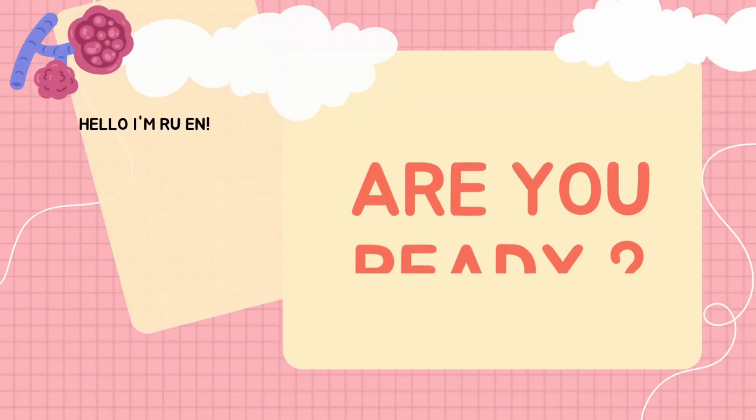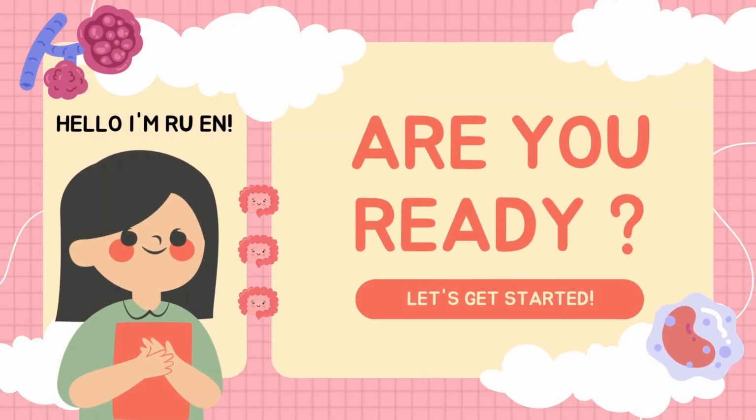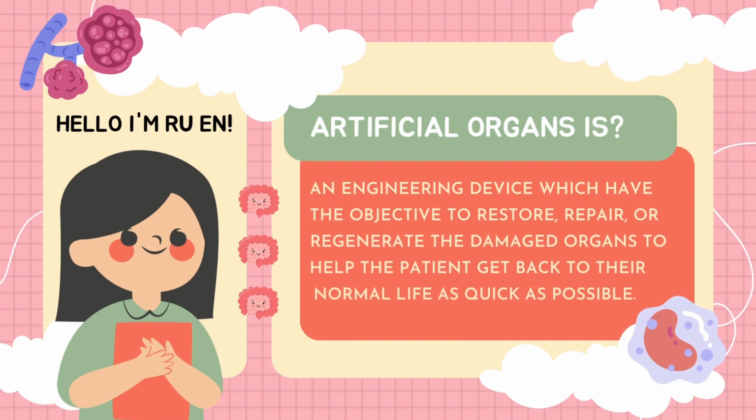My name is Tan Ru-en, and I would like to discuss the types of artificial organs. Generally, an artificial organ is an engineering device which has the objective to restore, repair, or regenerate the damaged organs to help the patient get back to their normal life as quickly as possible.